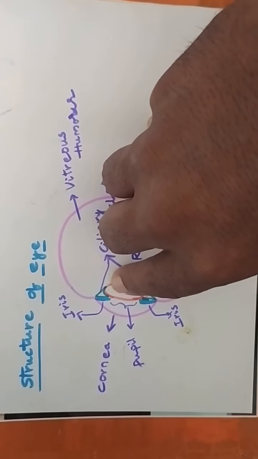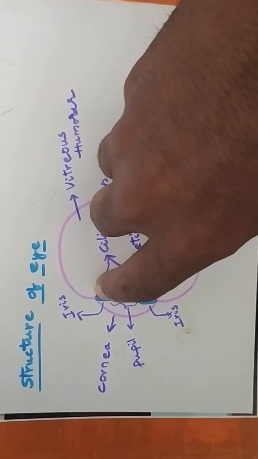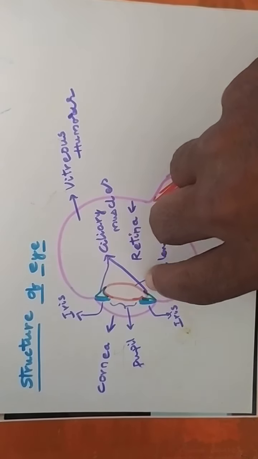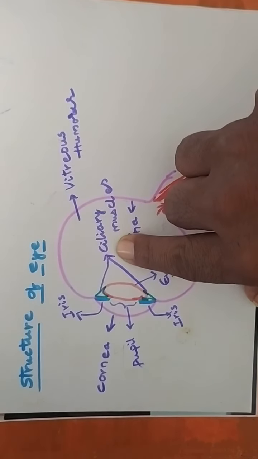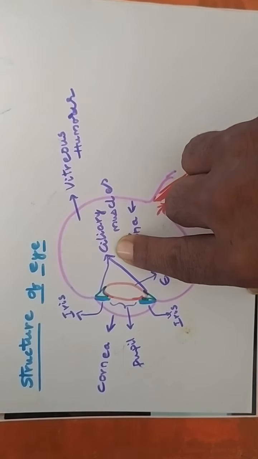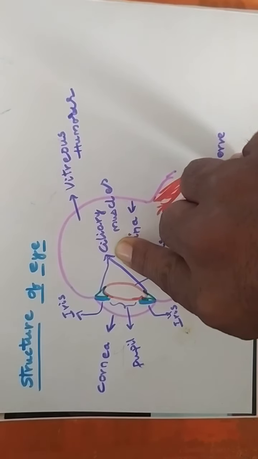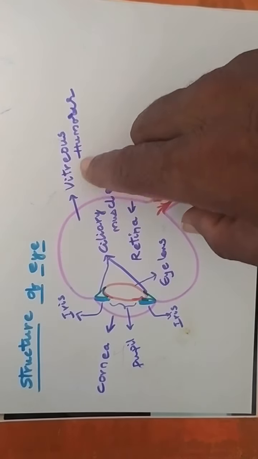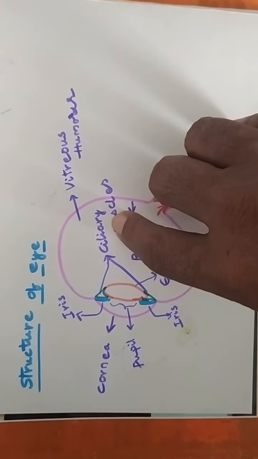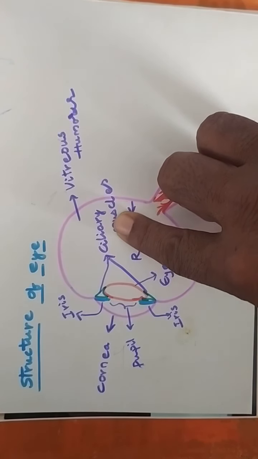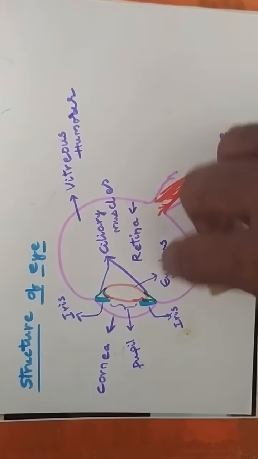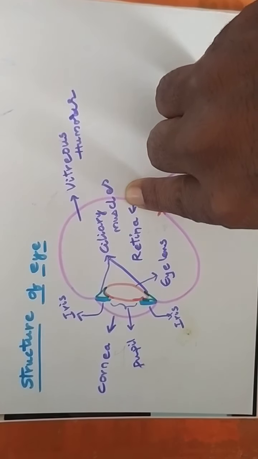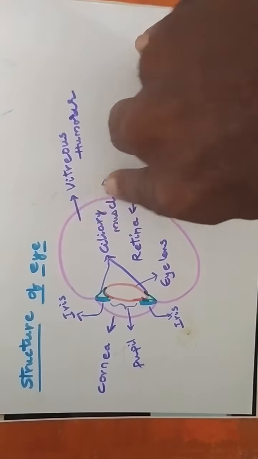These lenses are tightly held by muscles called ciliary muscles. Above and below the eye lens, we have muscles holding the eye lens, called ciliary muscles. Next, the gap after the ciliary muscles is filled with another transparent material called vitreous humor. The light entering the eye falls on the retina, which acts like a screen.